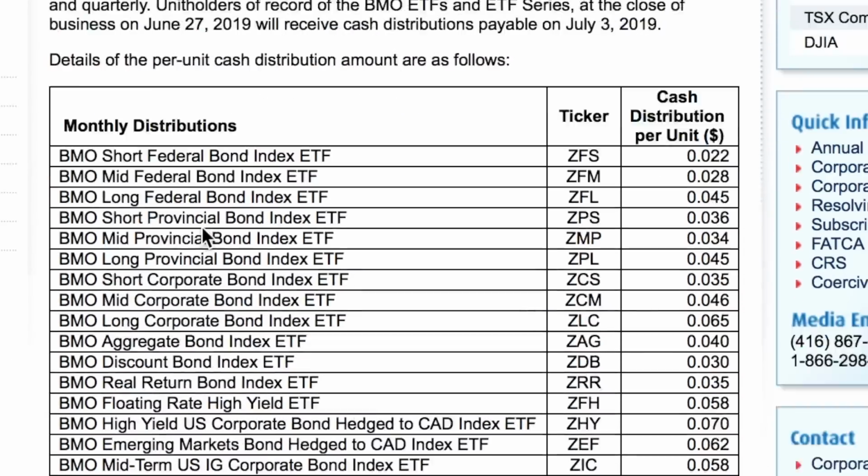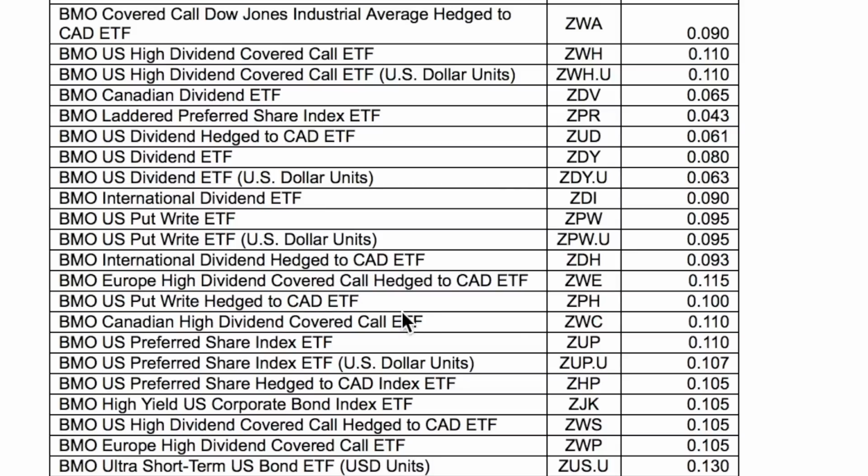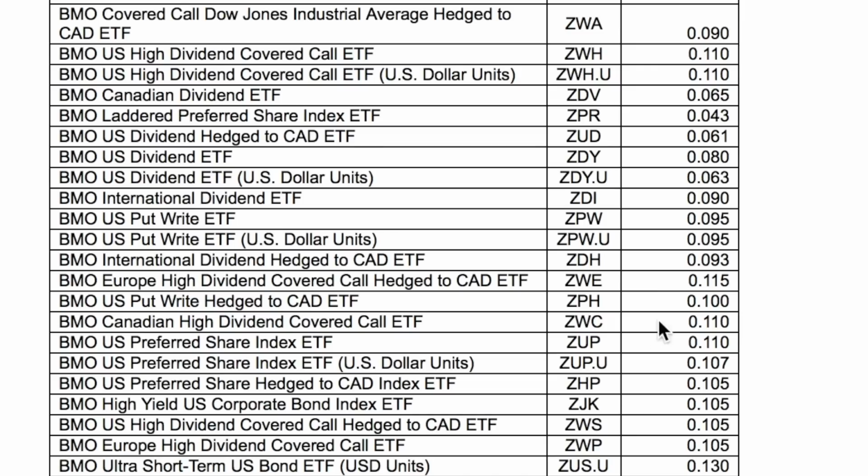That's the bare bones of it. So they're telling you what date you need to be a shareholder, and they're telling you what date you're actually going to receive the cash. So let's just take a look down this list, and we'll see down here, ZWC is the BMO Canadian High Dividend Covered Call ETF. Now that's the ETF that I bought in that Wealthsimple trade video on June 19th. On this same day, June 19th, they're telling us that they're going to pay a dividend of 11 cents per share on June 27th. And that's exactly what I said in that video.